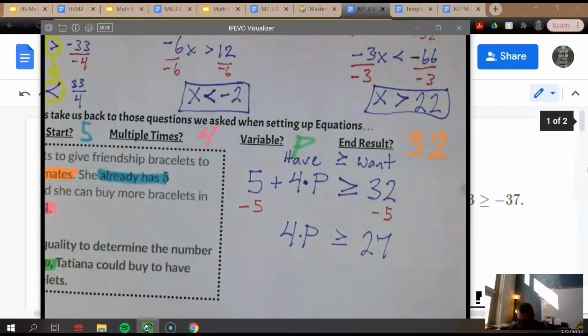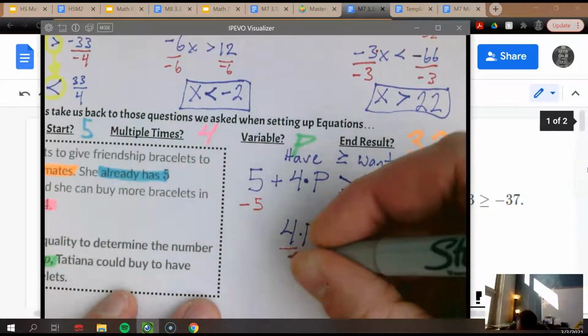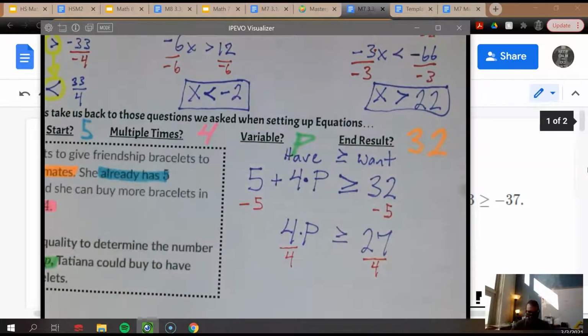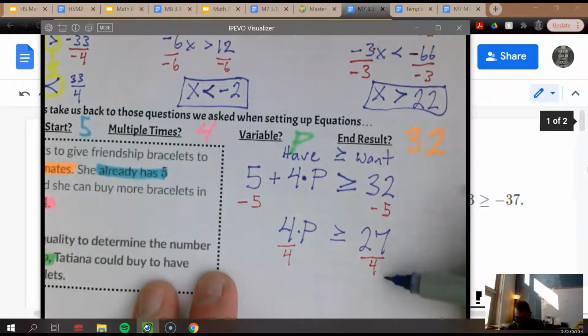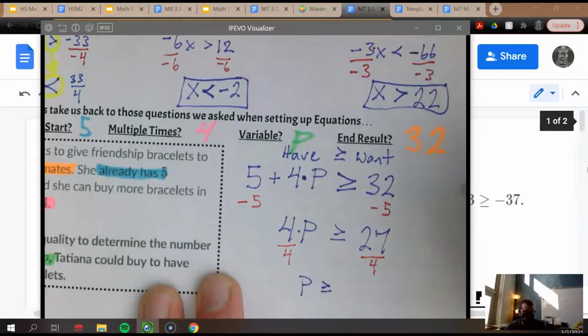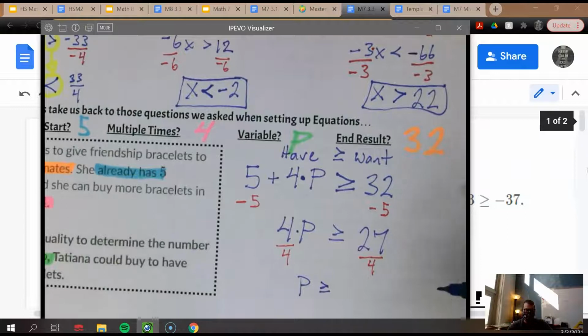Divide by 4, right? Which we know is not going to be nice. But go ahead and write it down and grab your calculator. I know, what? So I could write my answer as 27 over 4, but in this case, that doesn't really make sense. I can't go to the store and say, give me 27 fourths packages of bracelets, please. Yeah, they would probably laugh at me.